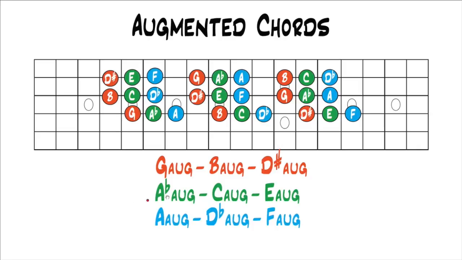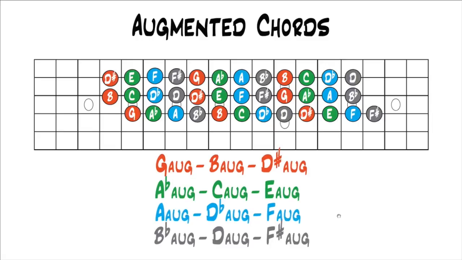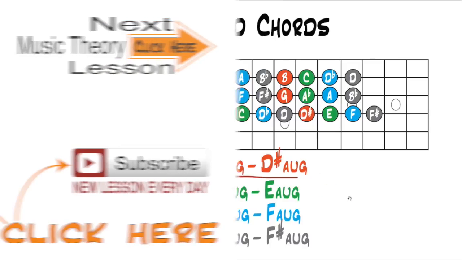Or if you played starting on A, you'd actually be playing an A augmented, D flat augmented, or F augmented at the same time. Or you could start on the next note up, that would be B flat, so you'd be playing either a B flat, a D, or an F sharp augmented at the same time. So just like diminished seventh chords, any note from that chord can be the root. So if you play one augmented chord, you're actually playing 3 at the same time. So starting on G would be 1, starting on A flat would be 1, starting on A would be 1, and starting on B flat would be 1, and that would cover all your augmented chord options.